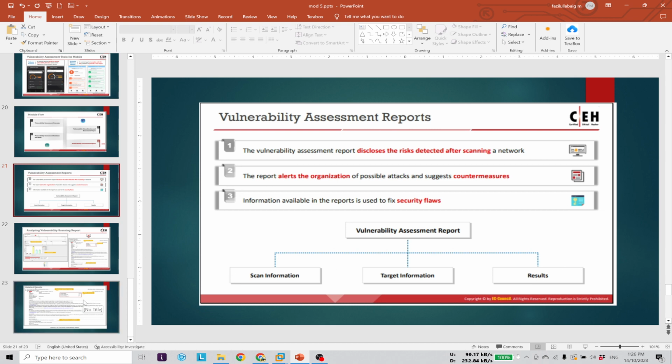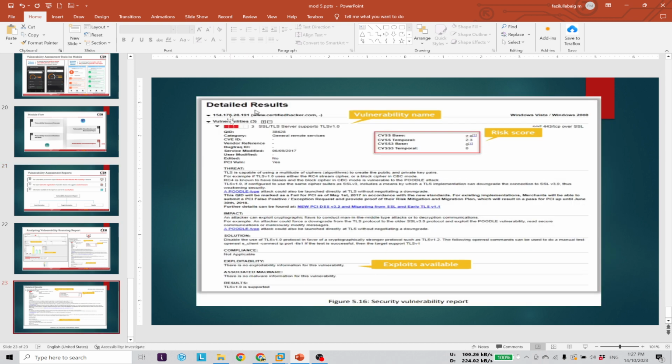Okay, I'll show you here. Scan information: here we can see the target is certifiedhacker.com. This is our target. What vulnerabilities have they discovered? SSL/TLS server support, that is, TLS version 1.0 is the vulnerability. Also, this is a network vulnerability.